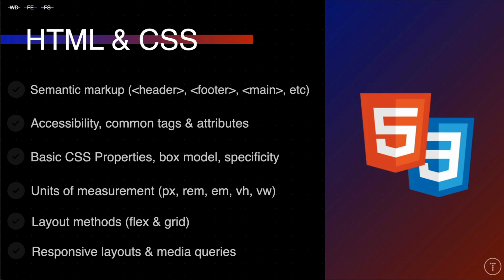HTML itself is actually very, very simple. It's just a bunch of tags that you use to structure your content. So as far as what you want to learn about HTML, you want to learn how to create semantic markup. This means using the correct tags for the correct content. You also want to learn about accessibility. This is making sure that your content is accessible to everyone, including people with disabilities.